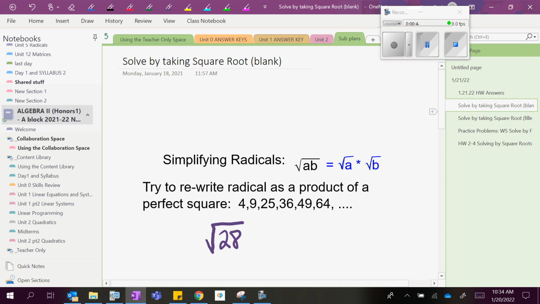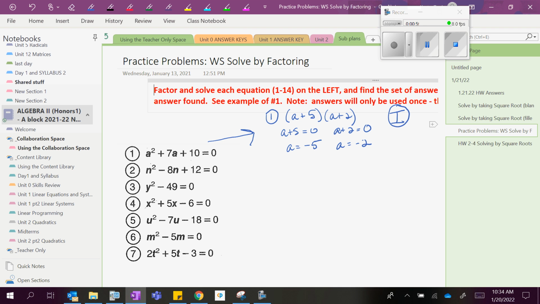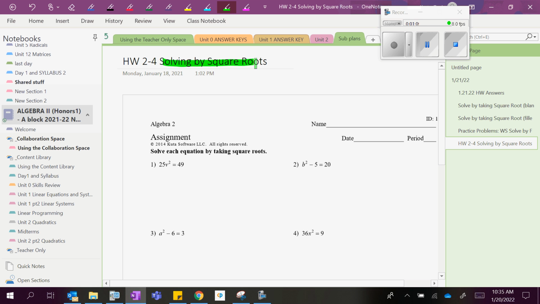Our notes today are going to be solving by taking the square root, so another method of solving equations, in addition to the factoring ones that you just checked. And then the rest of the agenda is, after we get to the notes, there's a worksheet here for you guys to practice, which is actually practicing what you did for homework, solving by factoring. Okay, so this is additional practice of that. And then your homework is solving by square roots, which is new material we're going to learn today.